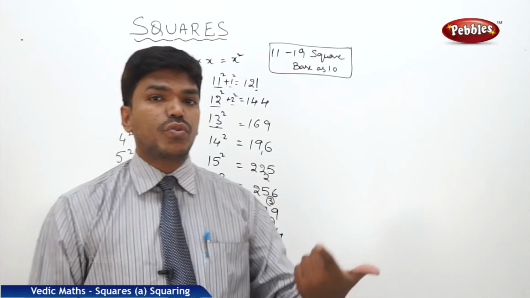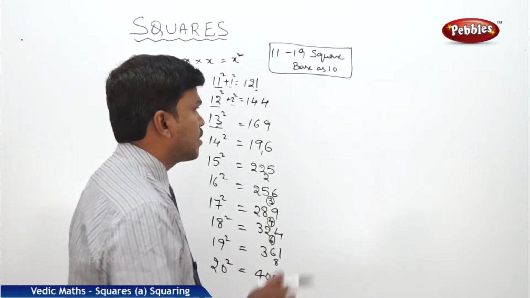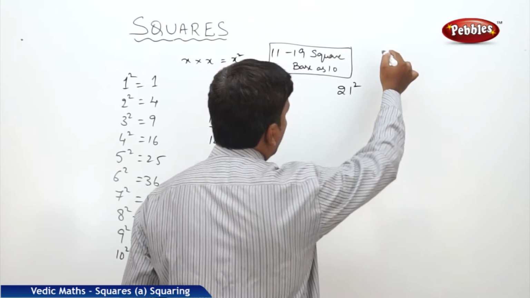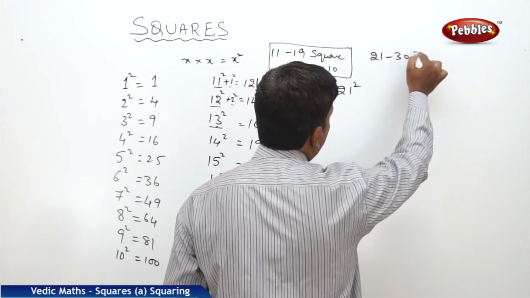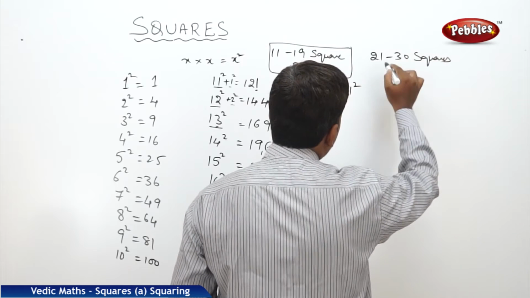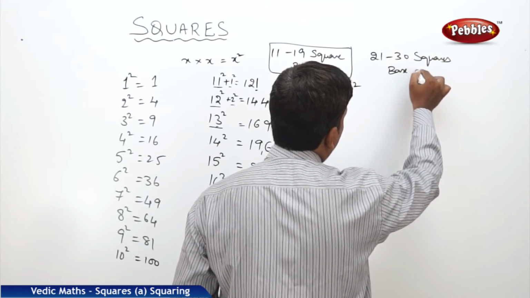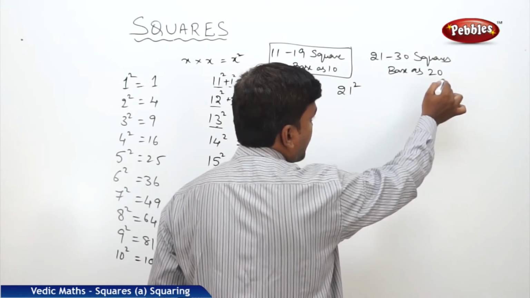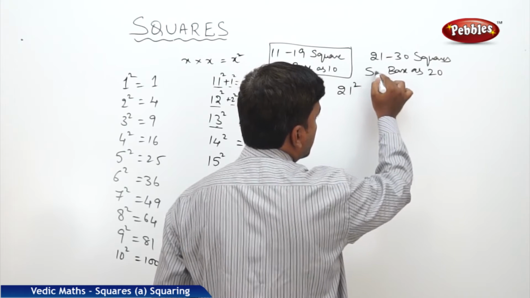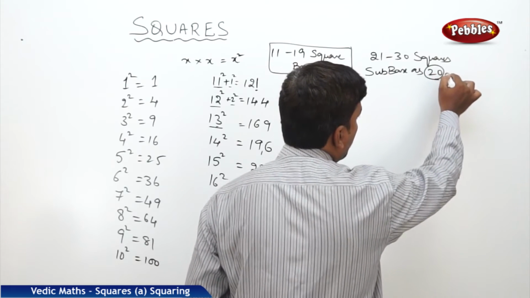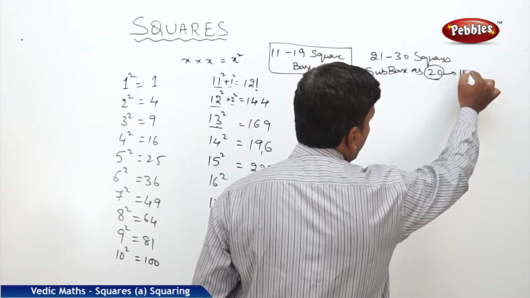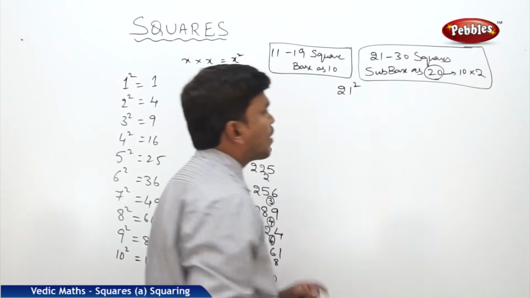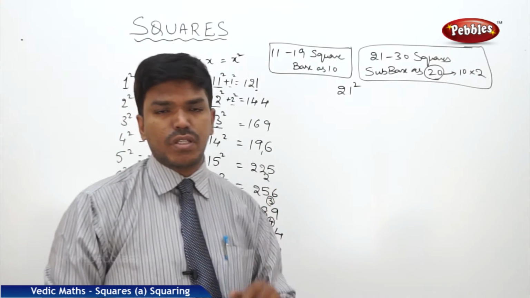Now what about 21 to 30? How can you remember 21 to 30? See here. When you are taking 21 square, or from 21 to 30 squares, we are taking base as 20. Okay, but it is not the base, it is a sub base. Why? Because 20 is a multiple of what? 10 into 2. So we are taking the sub base 20 to calculate the squares from 21 to 30.